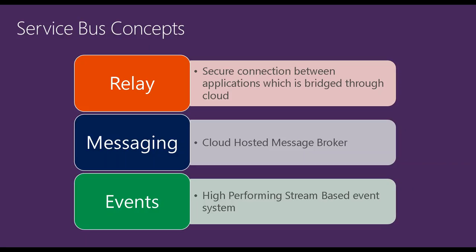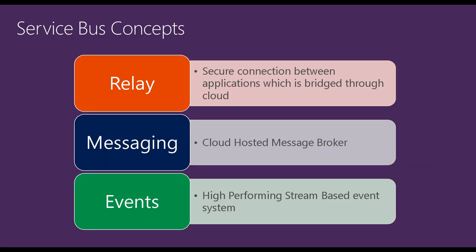The three key areas I'm going to talk about are relay messaging, which is really about a connection between two applications, bridged through the cloud. We've got Service Bus messaging, so imagine the concept of a cloud-hosted message broker, where we can push messages onto queues and pull messages from queues. And then we've got Event Hub, which is a high-performing, stream-based event system. So those are the three key areas we're going to talk about today. My approach is to do a quick lap around each one, show a couple of demos, show a couple of example use cases, and then we'll move on to BizTalk a bit later on.